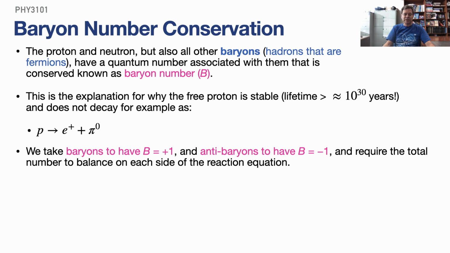And baryons will have this quantum number equal to +1. If you have an antiparticle or an antibaryon, then its quantum number would be the opposite. The baryon number would be -1, and would require the total baryon number on each side of a reaction to balance. Okay, and the reason it doesn't balance in the equation above is the proton would have baryon number 1, but the anti-electron is not a hadron, so it would have 0, and the pi 0 is a hadron, but it's not a baryon. It has integer spin, so it'd be 0, and so those don't equal.